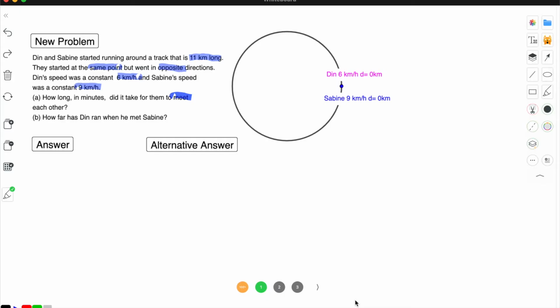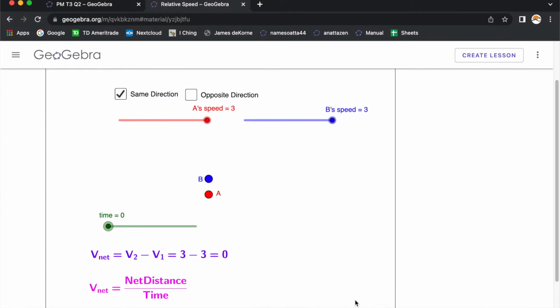The first solution that we're going to learn is to make use of what is known as net or relative speed. Right, so let's take a look at this simple animation. As you can see here, there are two objects A and B. Let's start by making both of them have the same speed of 1 unit, and let's see what happens.